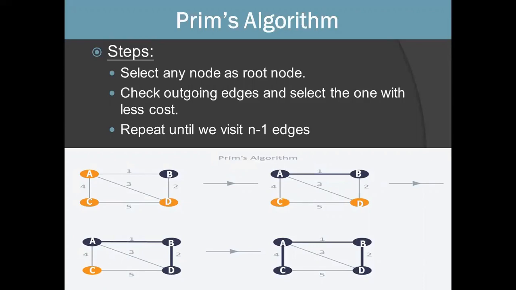So here you can see one example graph constructing Prim's algorithm with the minimum cost. First of all, we have taken A to B, then B to D, and next A to B, A to C, and A to B, A to D. This is Prim's algorithm by taking adjacent vertices.